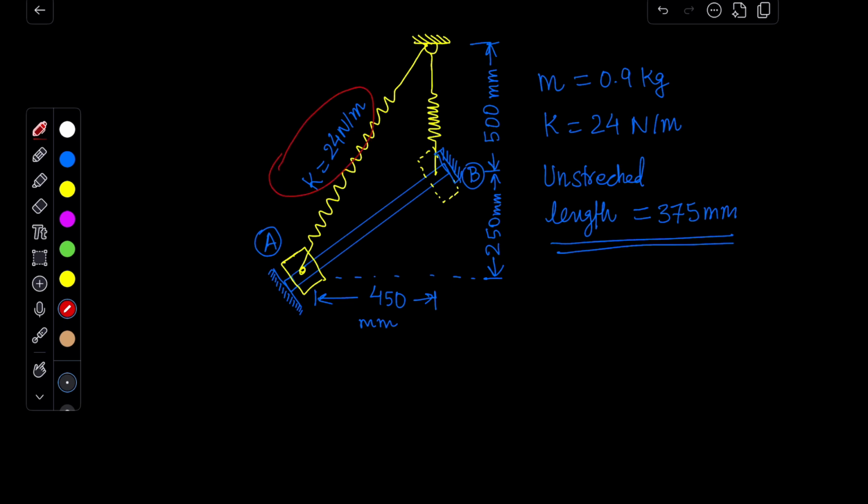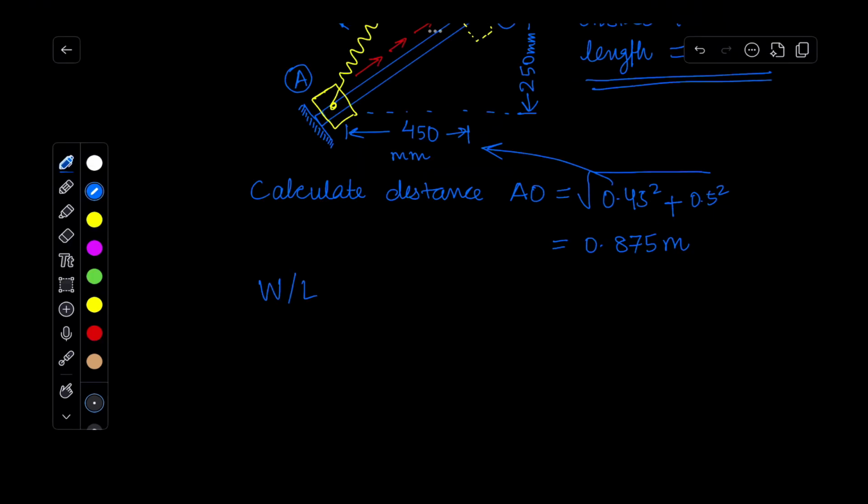So at position A and at position B, you can see that the spring is in a stretched condition. The collar will move in the upward direction because of the spring. So we will apply the work and energy formula to know the velocity at point B. When this collar reaches position B, what will be the velocity? So we will use the simple kinetic energy formula: TA plus UAB is equal to TB.